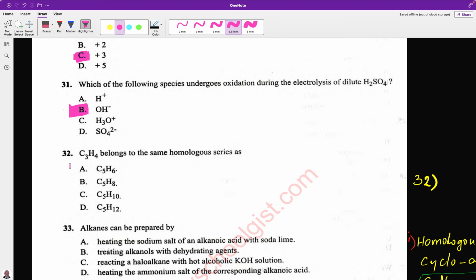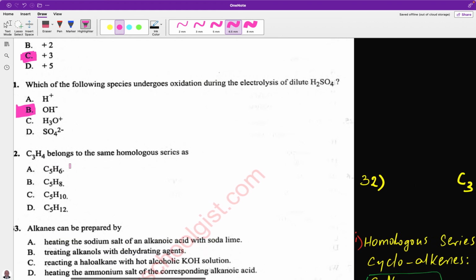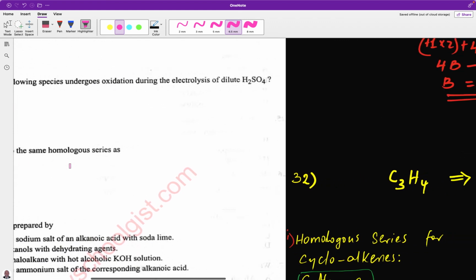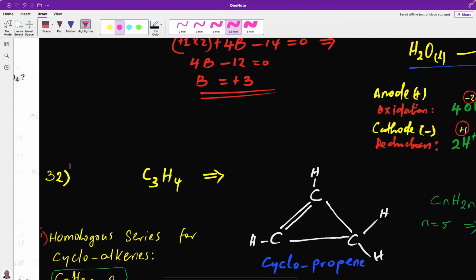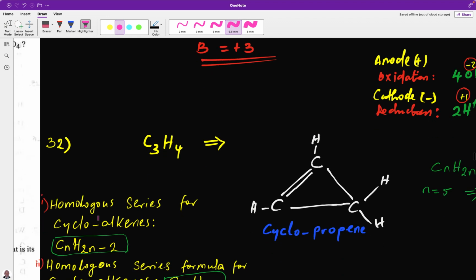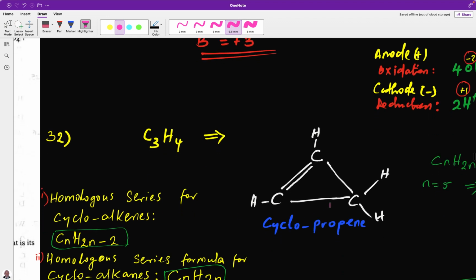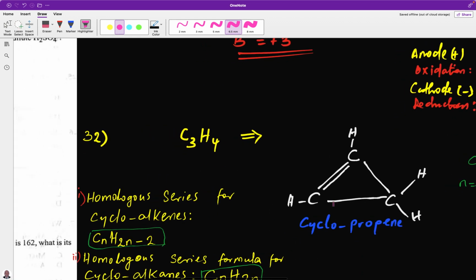What you need to do in this type of question is take the molecular formula that has been given to you, write the structure, and determine which homologous series it belongs to. So if I write the structure of C3H4, this is how the structure is going to look.